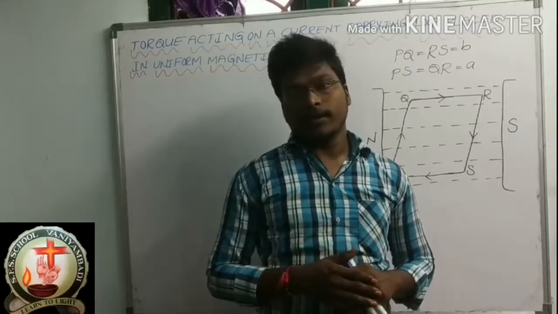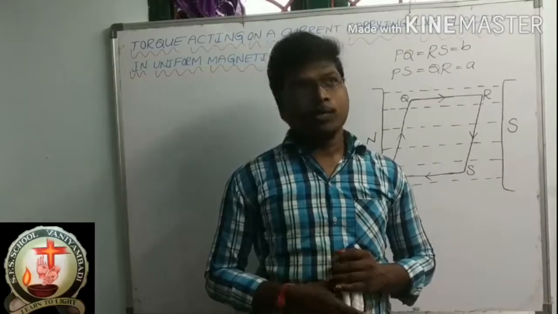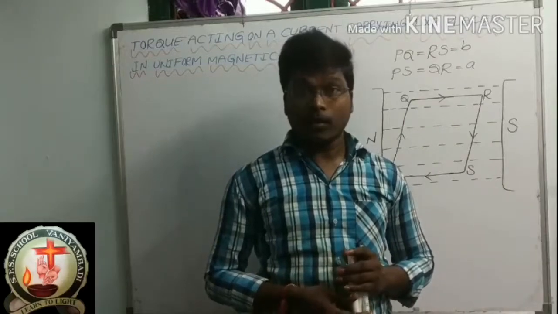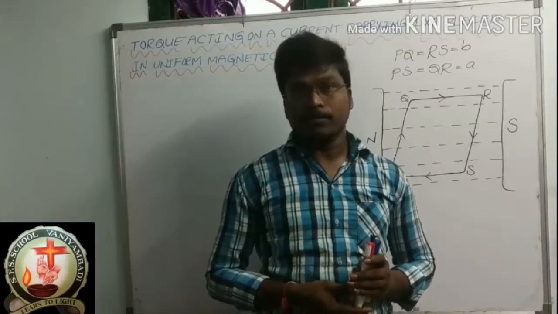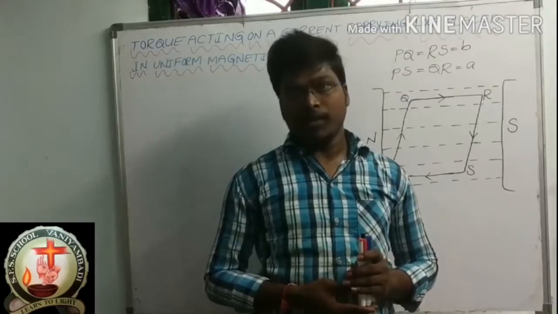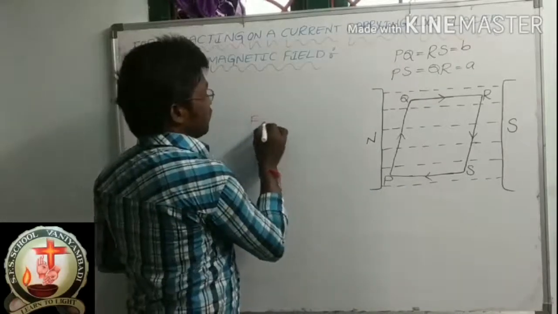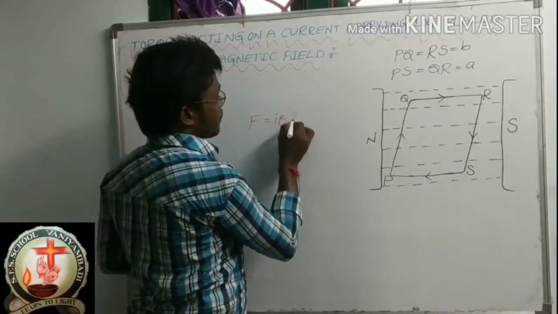Force acting on a current carrying conductor. I told you already the expression of force acting on a current carrying conductor: F is equal to BIL sin theta. What is that? F is equal to BIL sin theta.